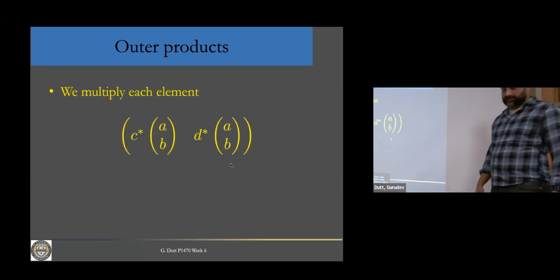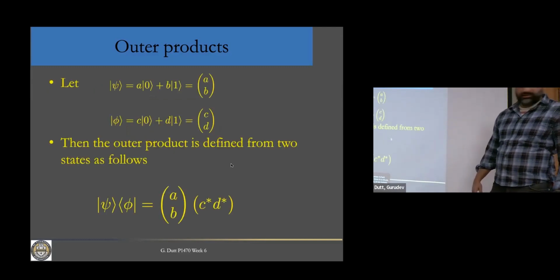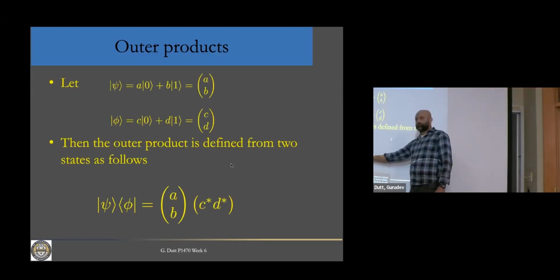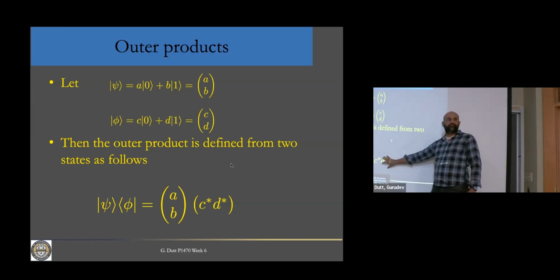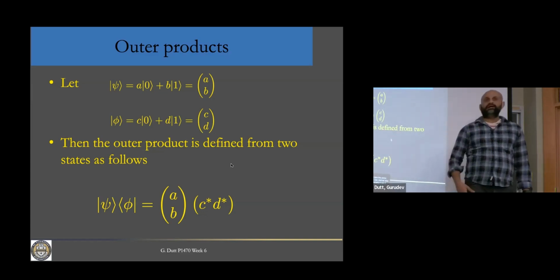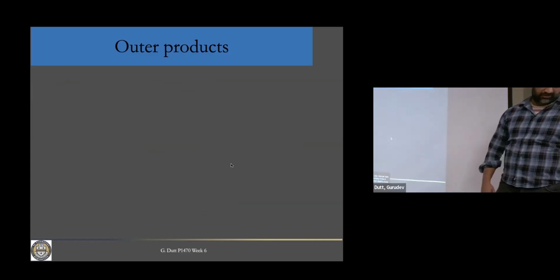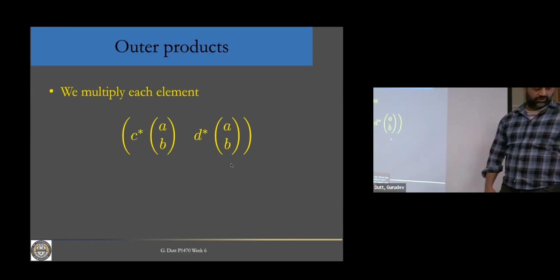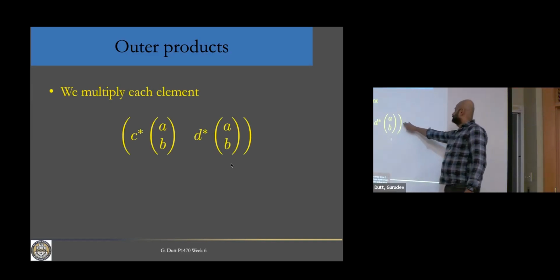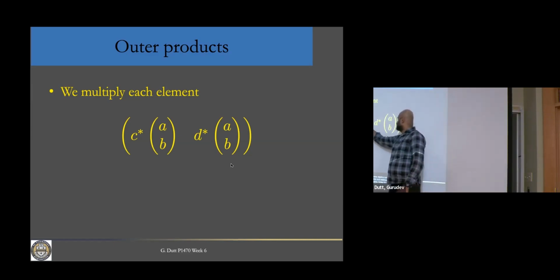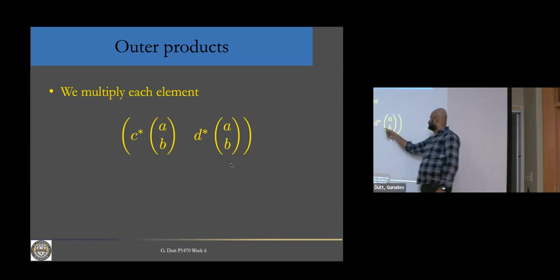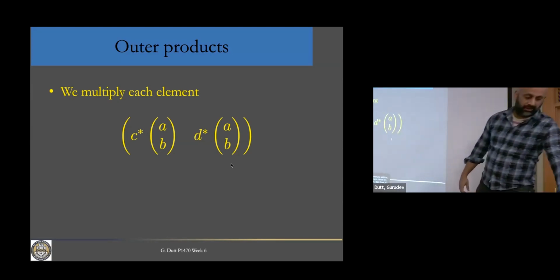So how do we multiply? What do we do with this product here? Well, we use the rules of linear algebra. We take this entire column vector and multiply it into C star, and we take this entire column vector and multiply it into D star. That's the rules of linear algebra. Everything is linear, multiplication and addition and so on. So that's our new matrix. And now it's just simple. It's C star times A, C star times B, D star times A, D star times B.